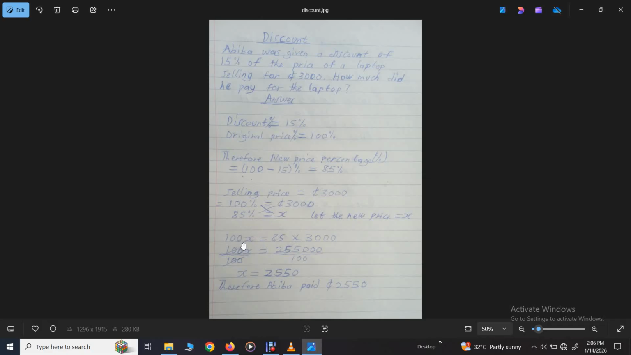So you get 100x is equal to 85 times 3,000. So we get 100x is equal to 255,000. So you divide both sides by 100. So x is equal to 2,550. So therefore, Abiba paid 2,550 cedis.